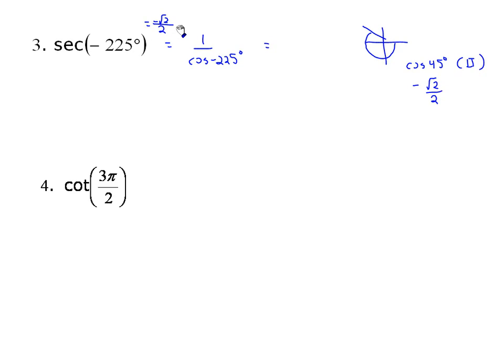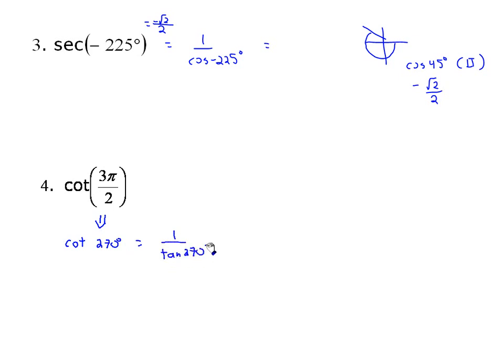And then number 4 is an interesting one. I threw this one in, even though it's again a quadrantal. And this one might mess you up a little bit, because it's one of the few that you cannot use your calculator on at all. 3 pi over 2 is 270 degrees. And cotangent is the reciprocal of tan. So this is 1 over the tan of 270.